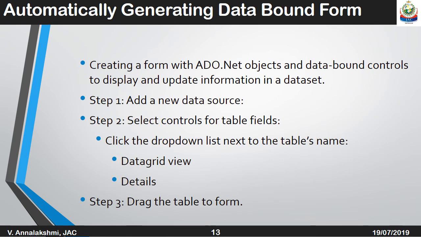Automatically generating a data bound form. Create a form with ADO.NET objects and data bound controls to display and update the information in a dataset. Step 1, add a new data source. In step 2, select the controls for table fields. For example, click the drop down list next to the table's name, then choose data grid view or details. In step 3, drag the table to the form.